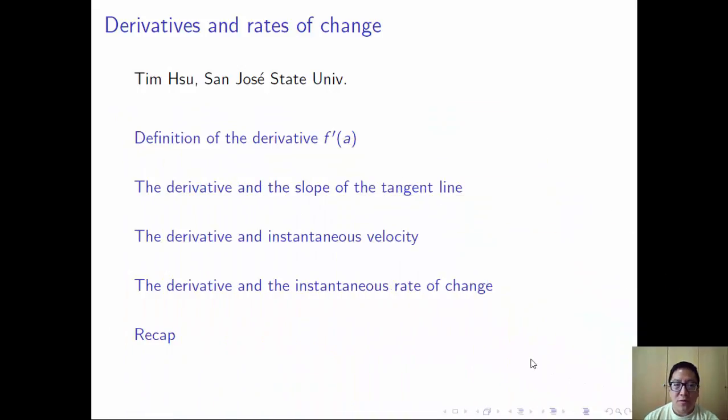We'll talk about derivatives and rates of change. We'll start with the definition of the derivative, f prime of a, and then look at three ways of looking at the derivative: the slope of the tangent line, instantaneous velocity, and the instantaneous rate of change. Then we'll do a little recap at the end.